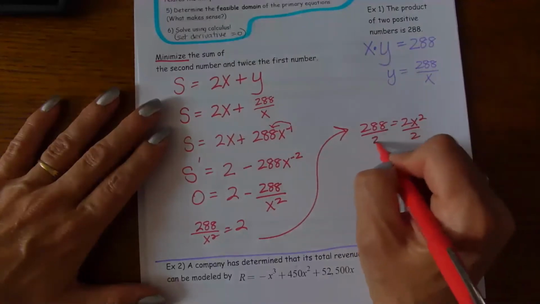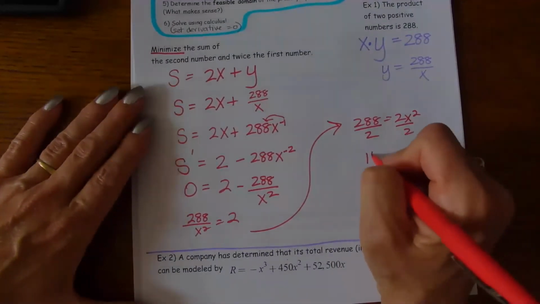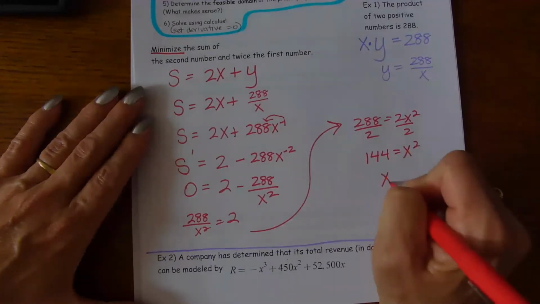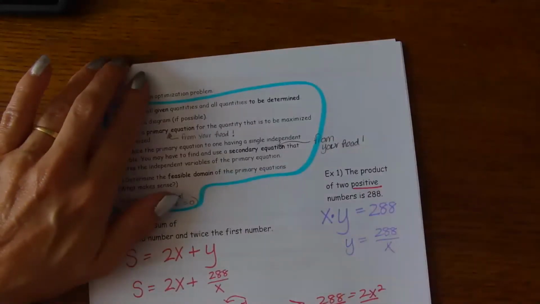I would do this in one step in my head, but in my notes, I might want to remember what we did. Now, when I say x squared equals 144, is x going to be plus or minus 12 or just plus 12? Read your problem. Plus 12. They said two positive numbers.